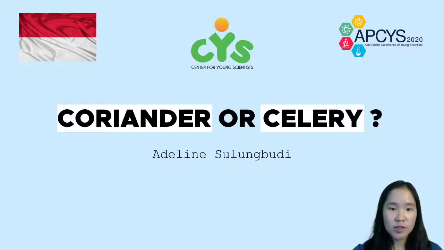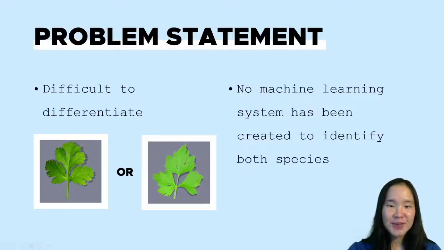Hi, my name is Adlan Slambudi and I'm from Indonesia. The problem statement in my research is that both species, coriander and celery, are difficult to differentiate, and there isn't any machine learning system that has been created to identify both species.